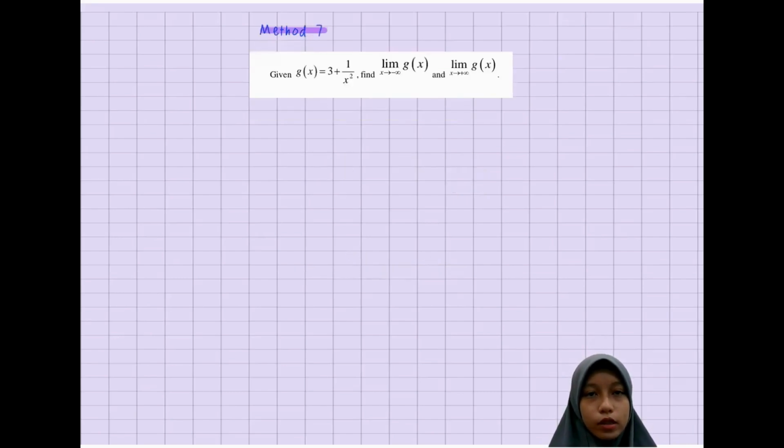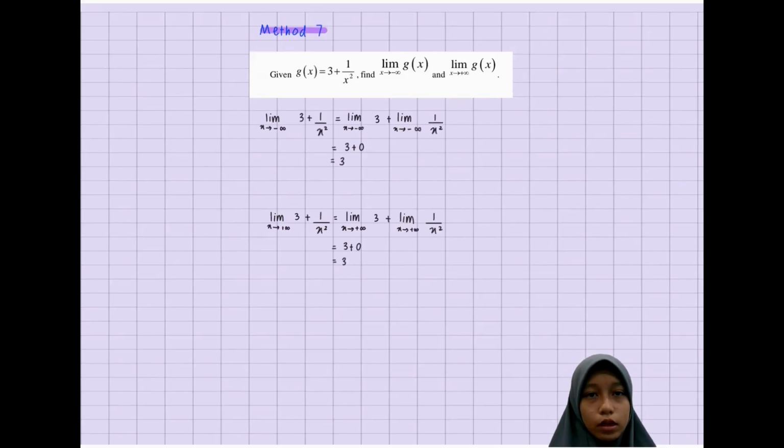Next, given the function as stated, the question asks to find the limit of g(x) when x approaches negative infinity and positive infinity. So we'll apply method 7. So this is the solution.